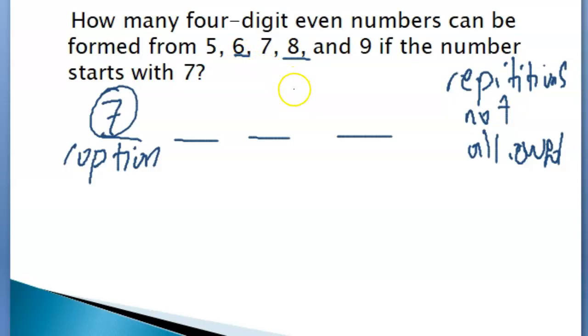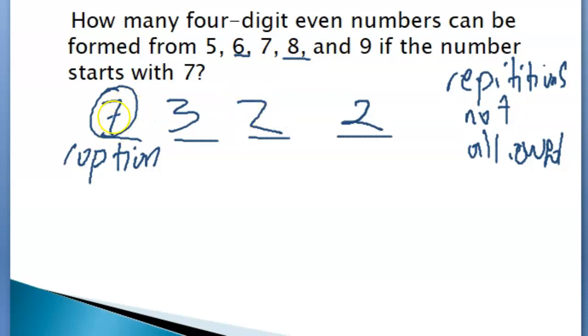6 and 8 are even numbers, right? So at the end, we have 2 options. So 6 and 8, we have 2 options. Now, if a number starts with 7, and we put an even number there at the end, from the 5, we're left now with 3 options to put in the other slot. And then, if we already use now 3 options from the 5, for the final slot, we're left with 2 options.